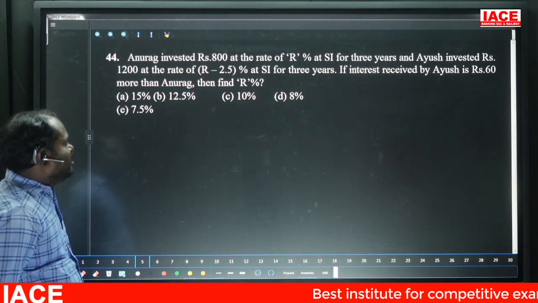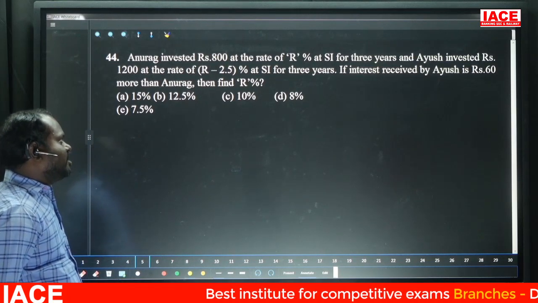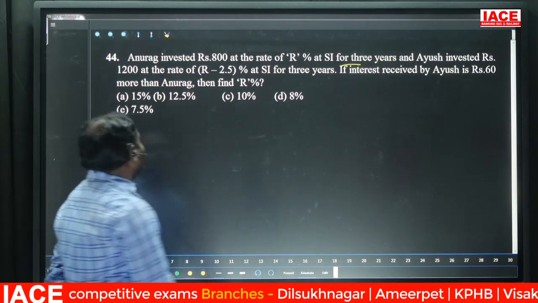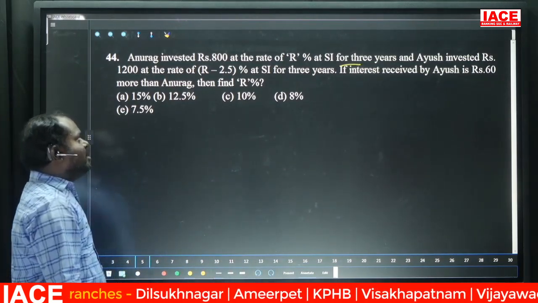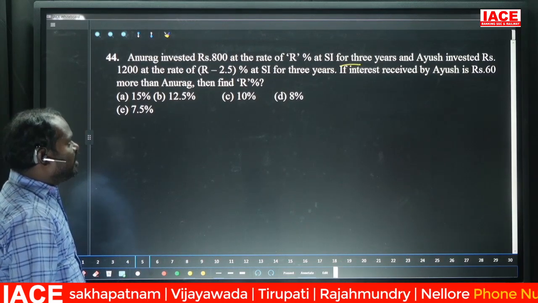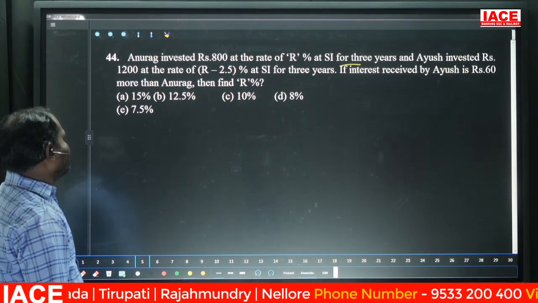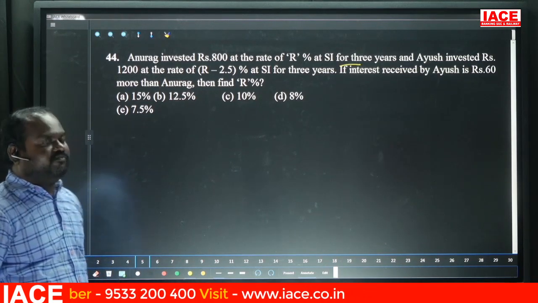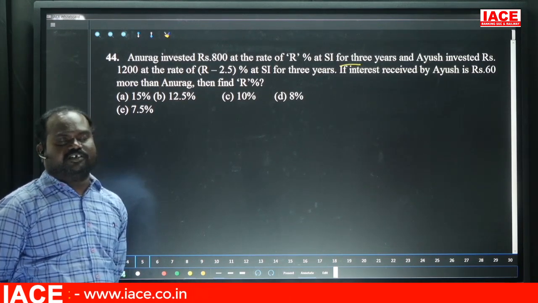Anurag invested 800 at the rate of R% simple interest for 3 years. Ayush invested 1200 at the rate of R minus 2.5% simple interest for 3 years. If the interest received by Ayush is 60 more than Anurag, then find the R percentage. We can verify by option verification normally.